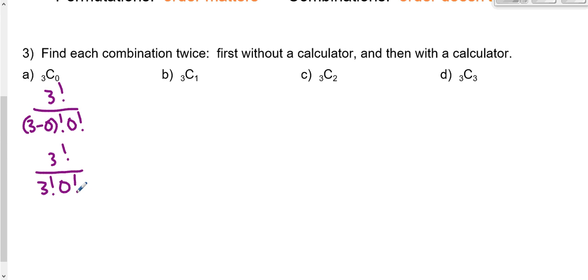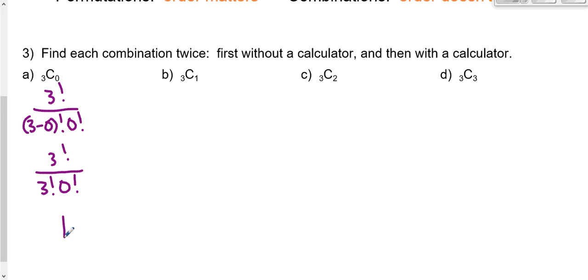Because if you think about it, there are 3 people, and I have to choose none of them. Or there are 3 pizza toppings available, and I choose none of them. I choose 0. I don't want any toppings on my pizza. How many ways are there to do that? There's one way, you just don't do it. Not doing something is considered a way of doing something. And so we end up with just 1 here.